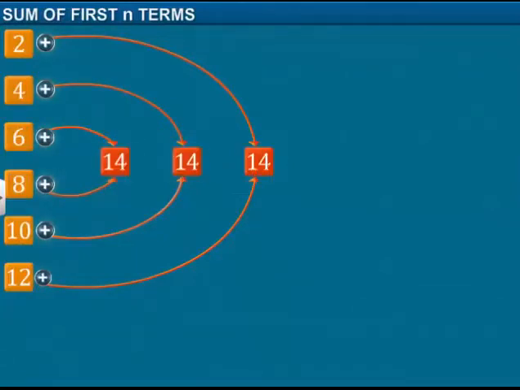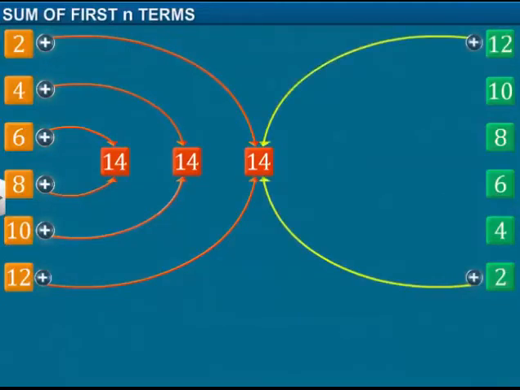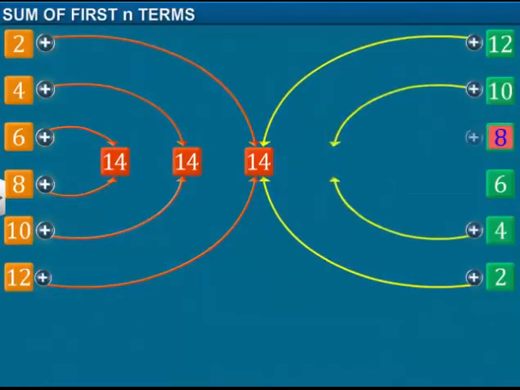This property can be observed in all APs, including reverse APs. For example, if you reverse the given AP, you get 12, 10, 8, 6, 4, 2. Now try adding the first and the last terms of this AP, that is 12 and 2. The sum is 14. Similarly, if you add the second term to the fifth term and the third term to the fourth term, the sum is 14. This shows a pattern that we can use to derive a formula for the sum of n terms.